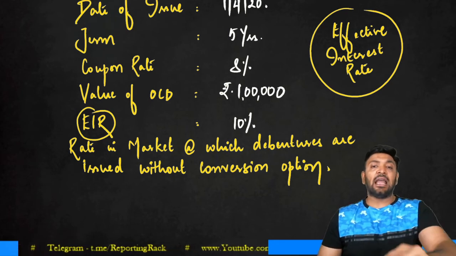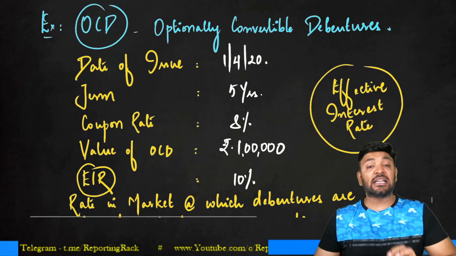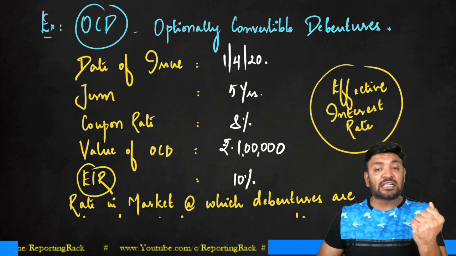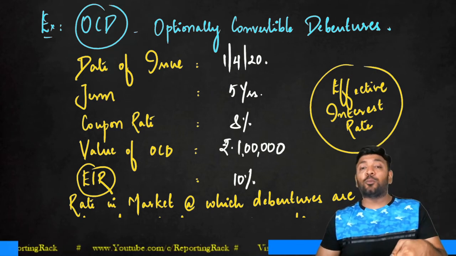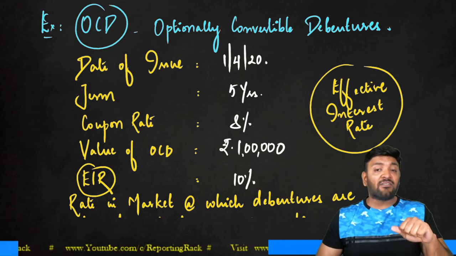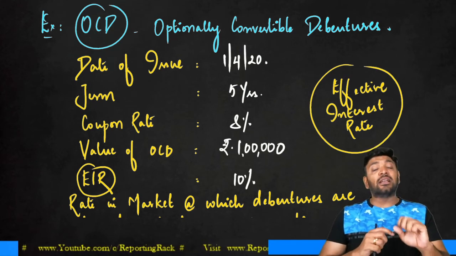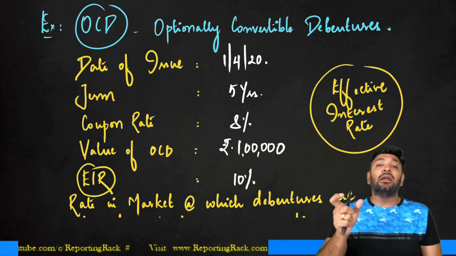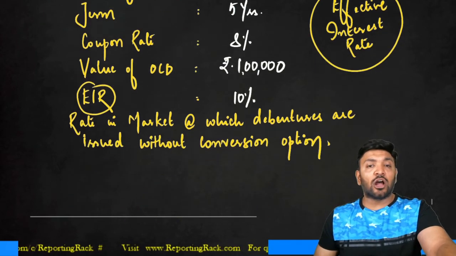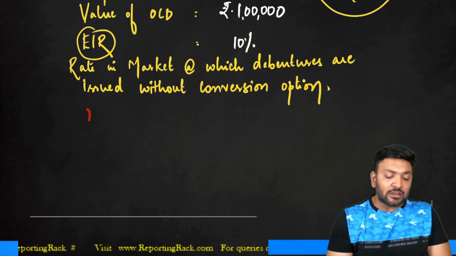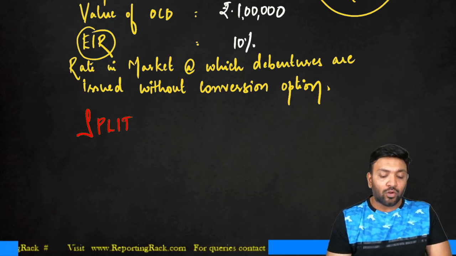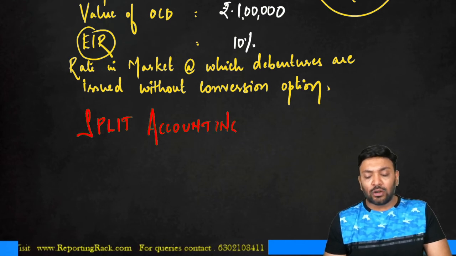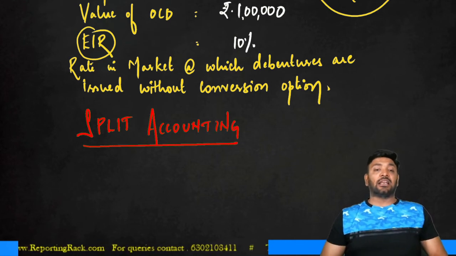Now, let's say I'm solving this problem and I'm saying since there is an option to convert, it is a compound financial instrument. There's an obligation to pay debenture interest every year, and also a liability to pay the debenture value at the end of the redemption. That is also a financial liability, but there is an option to convert into equity shares. Such option is an equity instrument. If I have to solve this problem, I am applying the principles of split accounting. What is split accounting? Split accounting should be applied to divide the amount of equity instrument from the financial liability.